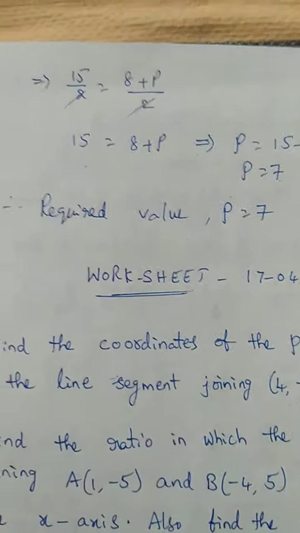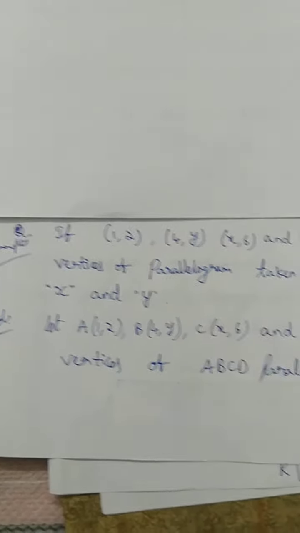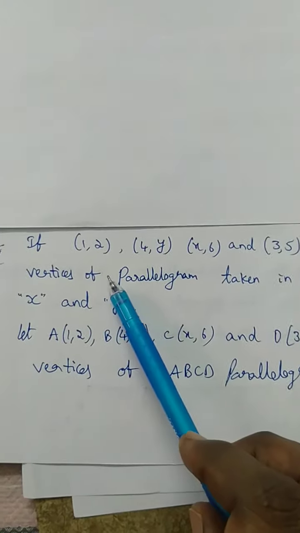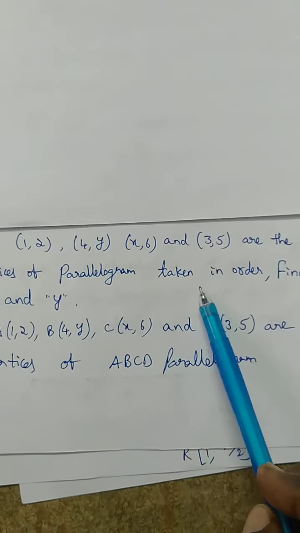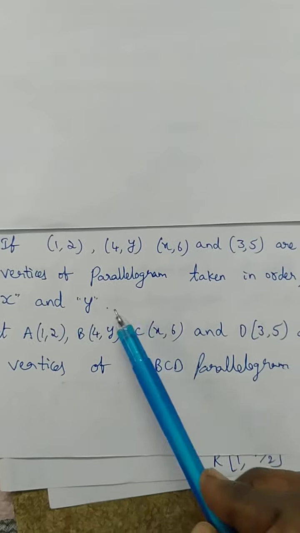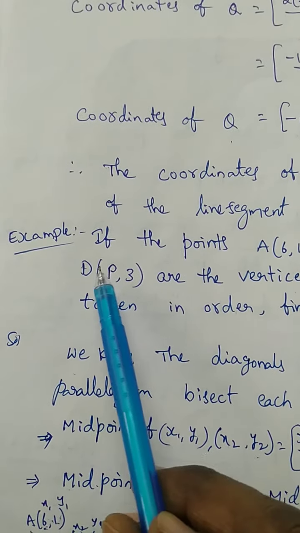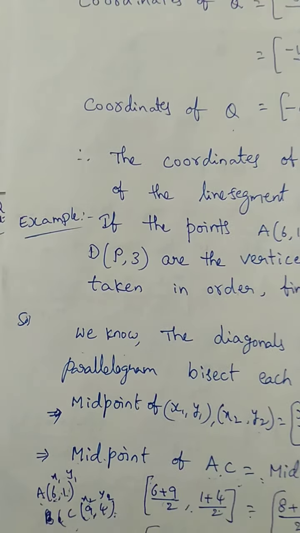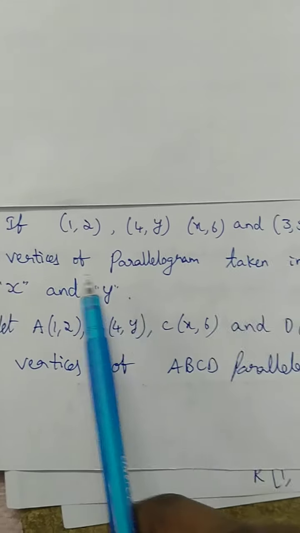Then coming to the next example. A similar example: if (1, 2), (4, y), (x, 6) and (3, 5) are the vertices of a parallelogram taken in order, find the values of x and y. In the previous example, just one point's x coordinate was missing, and you found the value of p in that one. But in this example, the 4 points are the vertices of the parallelogram taken in order, no doubt of it.